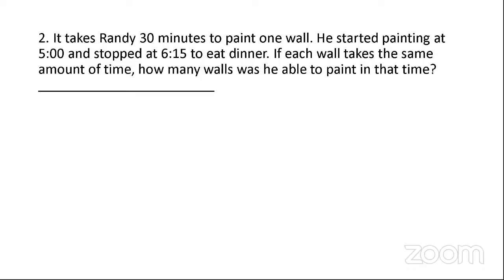Sky says 2 walls because you can add the 30 minutes to the time like this: 5 o'clock plus 30 minutes equals 5:30, and then 5:30 plus 30 equals 6 o'clock. All right, Sky, but remember that he stopped painting at 6:15. So while he would have painted 2 walls in that 1 hour, he has 15 minutes more. All right, Zara says he would paint 2 walls.